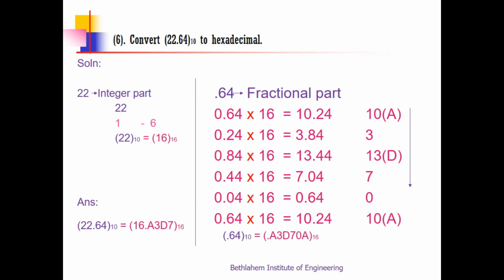So the main thing: for the integer part you have to follow the division rule, and for division you have to use the divisor as the base of the number system to which it is to be converted, and you have to write the answer from bottom to top. And for the fractional part, you have to follow this multiplication process, and then you have to write the answer from top to down. And the multiplier is based on the question we are given, that is, the base of the number system to which it is to be converted.